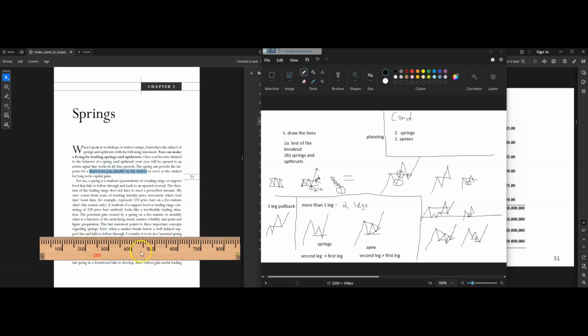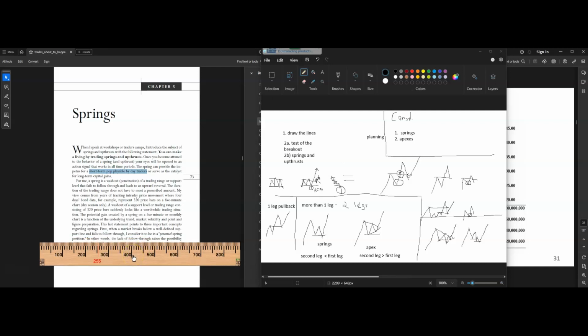All right. So first, when a market breaks below a well-defined support line, this is important, and fails to follow through, so don't just put a spring on every little nook and cranny. Follow through is another important concept. I consider it to be a potential spring position. In other words, the lack of follow through raises the possibility of upward reversal or spring.